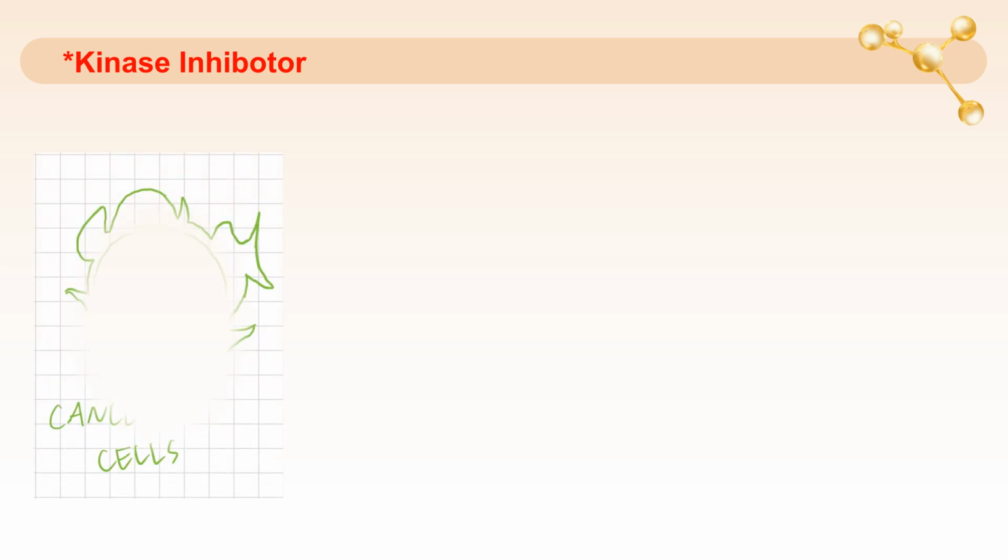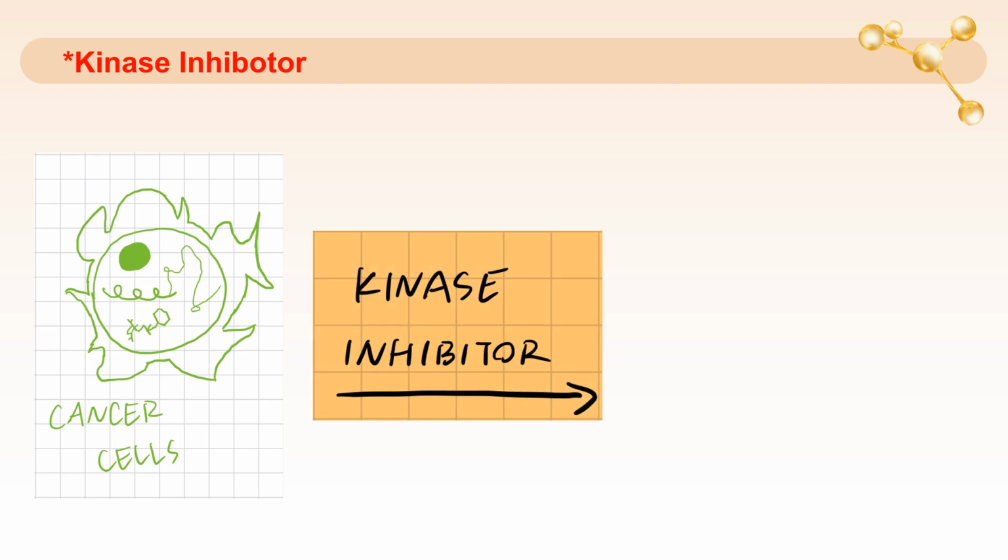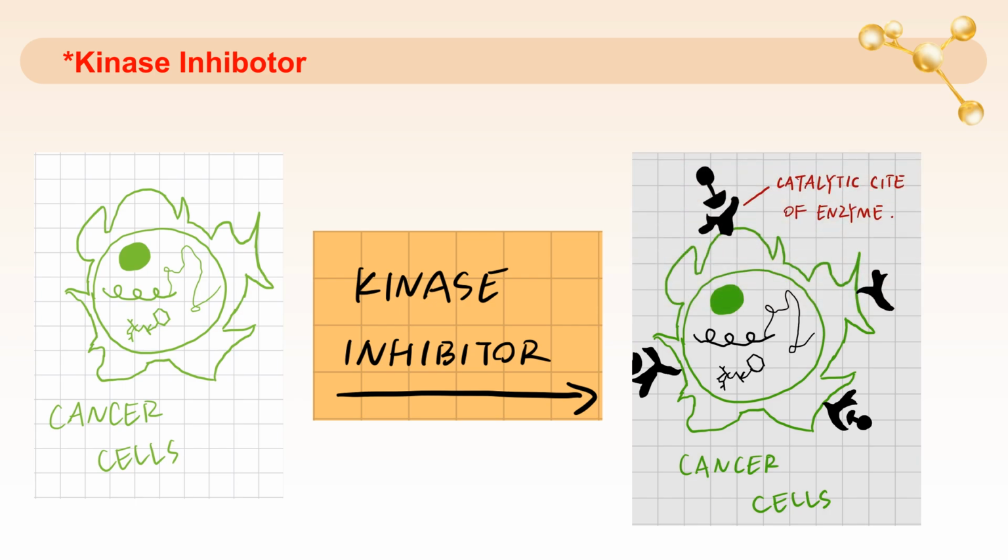Also, we have some other kinds of inhibitors as well. The kinase inhibitor. It attacks the proteins inside and on the surface of the cancer cells to stop them from growing and dividing. It targets the catalytic site of the enzyme and reduces the activity of the enzyme, blocking the abnormal enzyme signals that make the tumor cells divide.